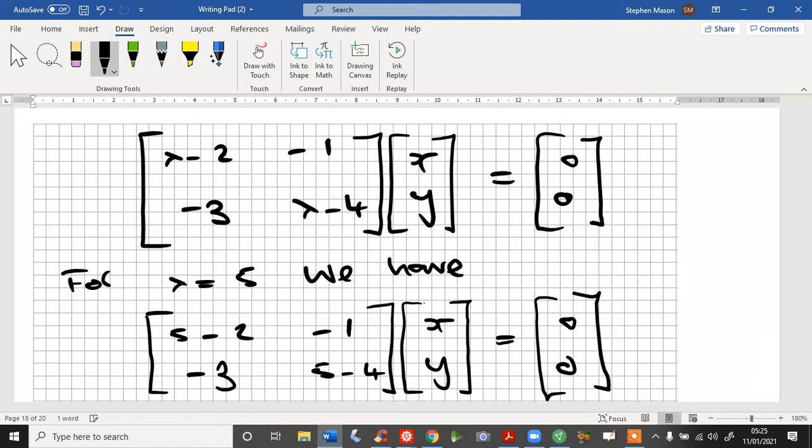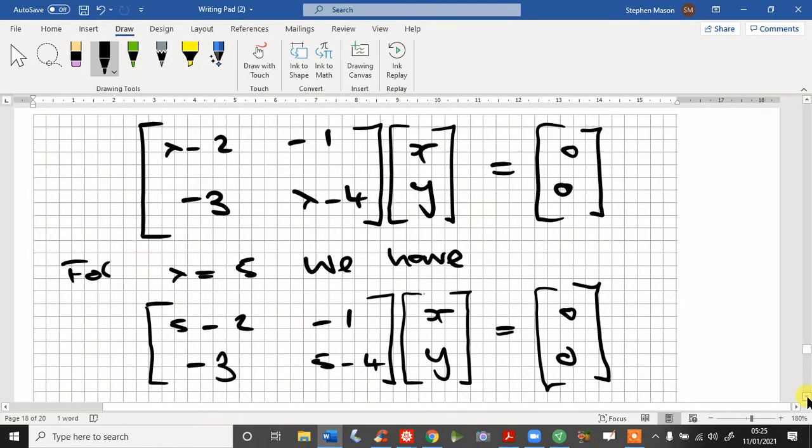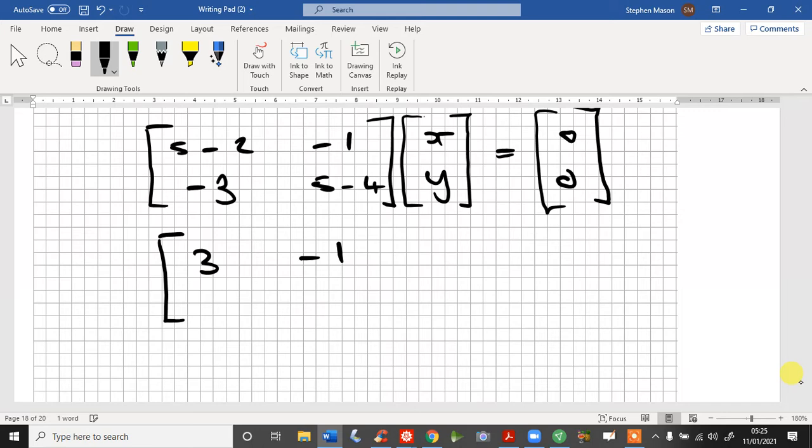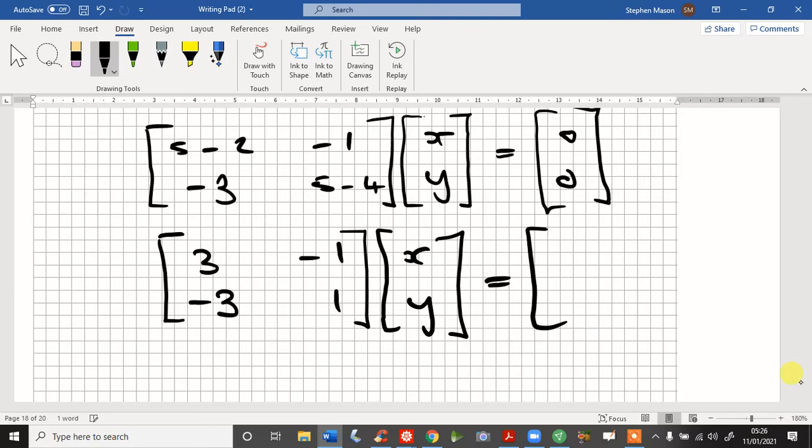Okie doke. Now, what does that matrix come out to be? Well, 5 -2 is 3. The -1 stays as it is. The -3 stays as it is. And we've got 5 -4, which is 1. So you can see the minus signs are reversed and the plus signs are reversed here, but that is not a problem. That's what we want, ideally. So let's just write the 0 vector there.